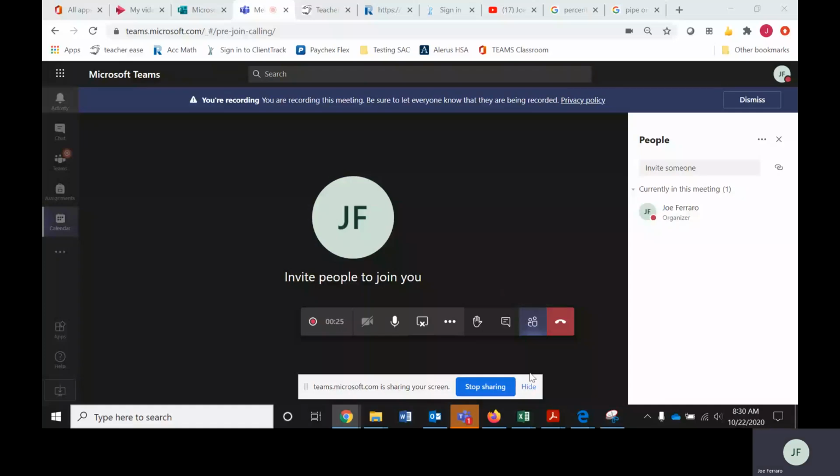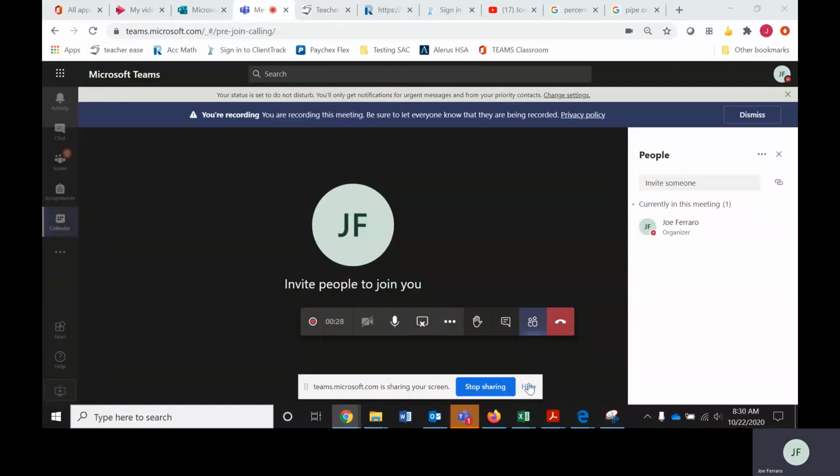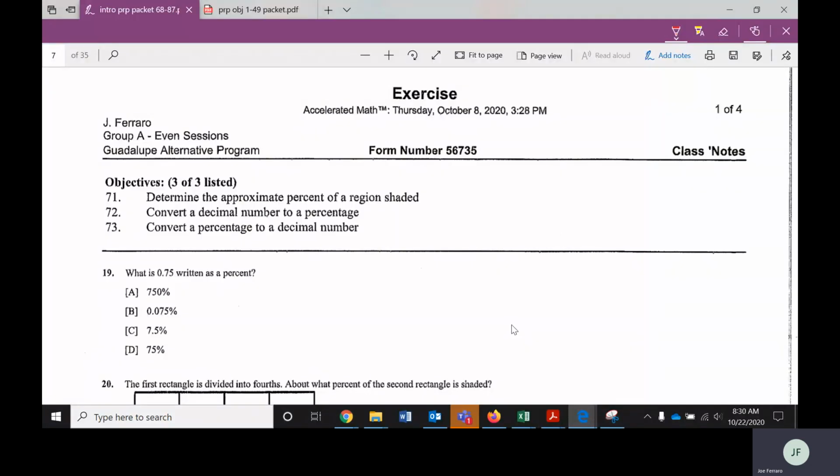Because it's just objectives 71 through 73, the next test will again be just on 3 objectives, so 15 questions. So the notes here shouldn't take too long. We're going to be looking at these 3 objectives, these 3 topics. Instead of just going in order through the problems, I'm going to do them by section.